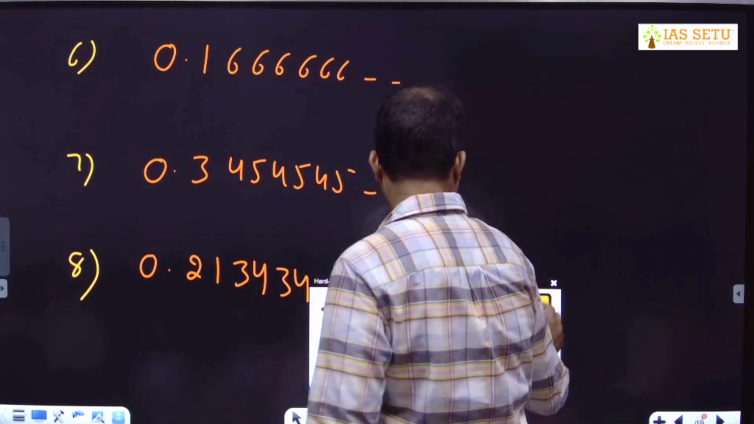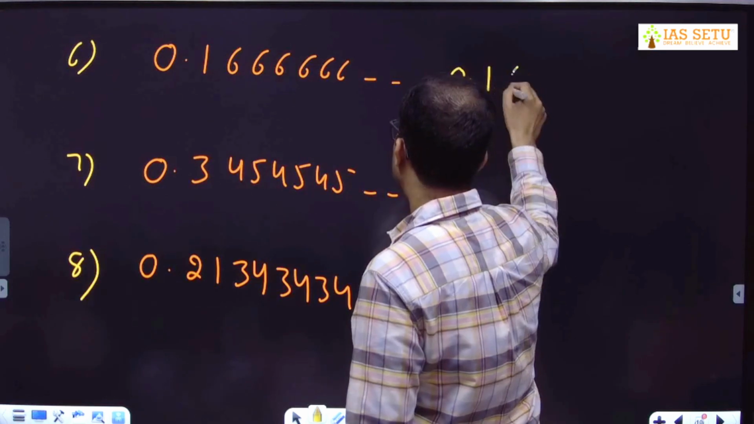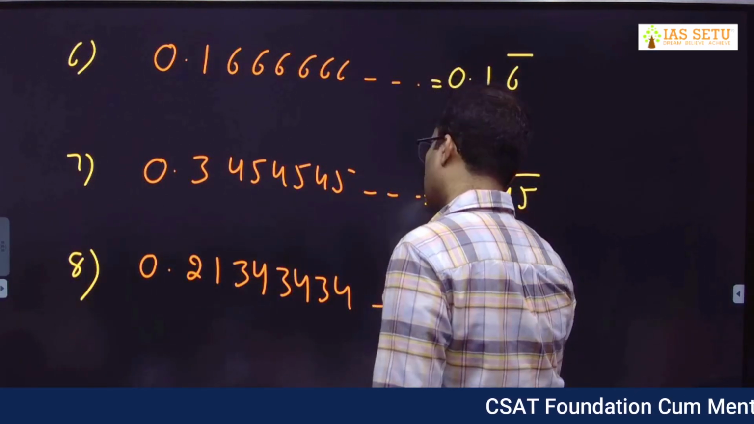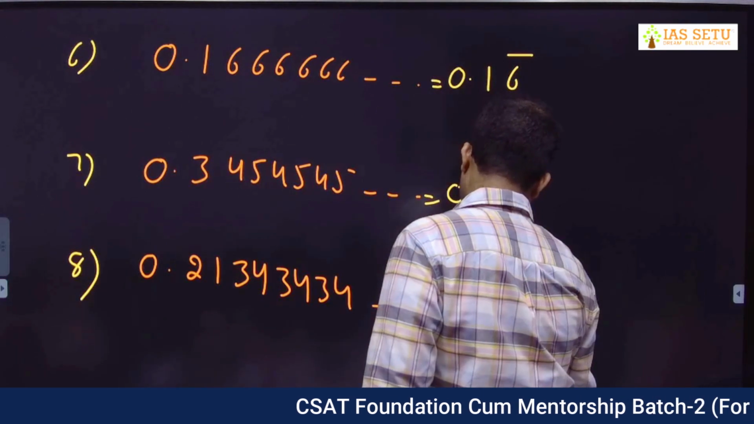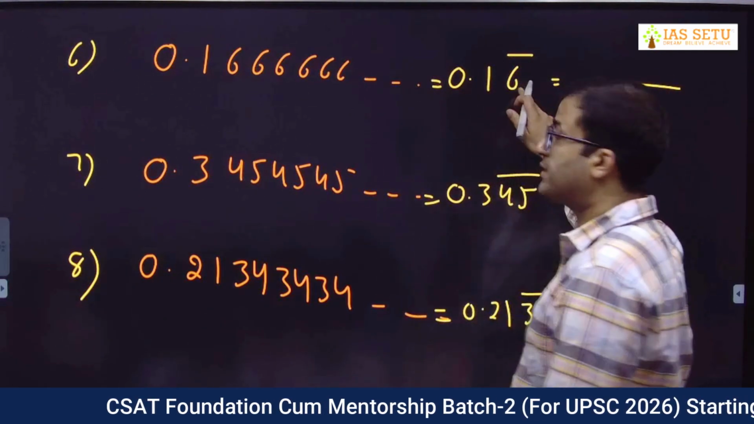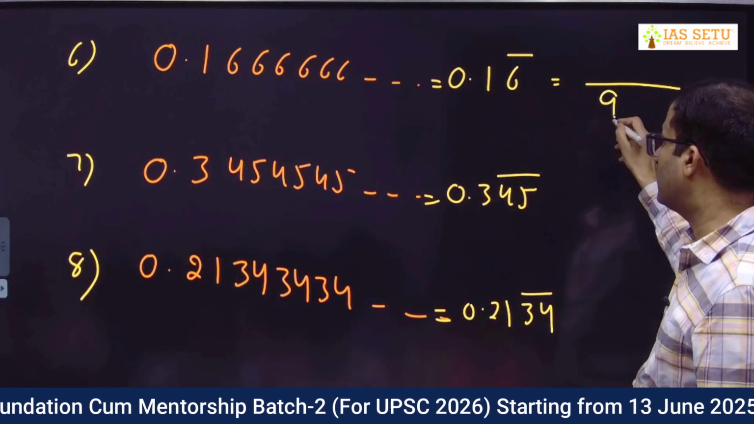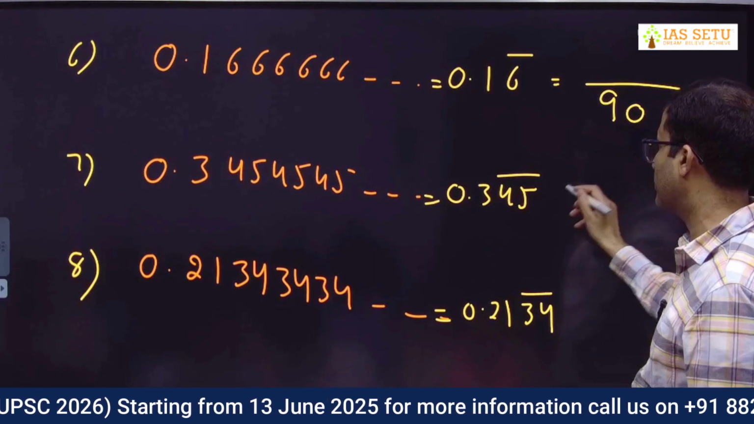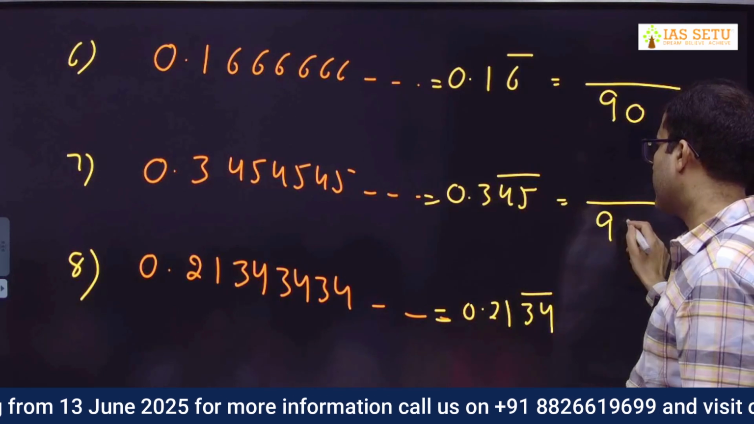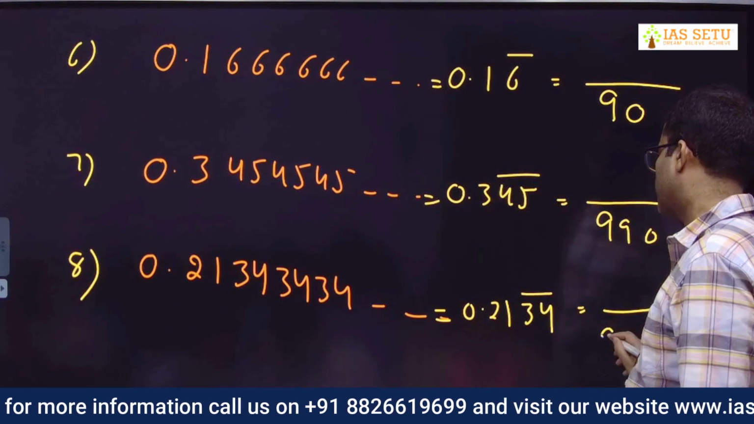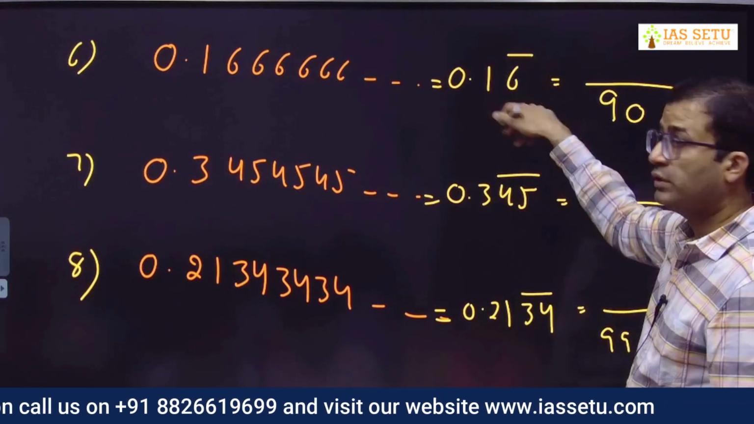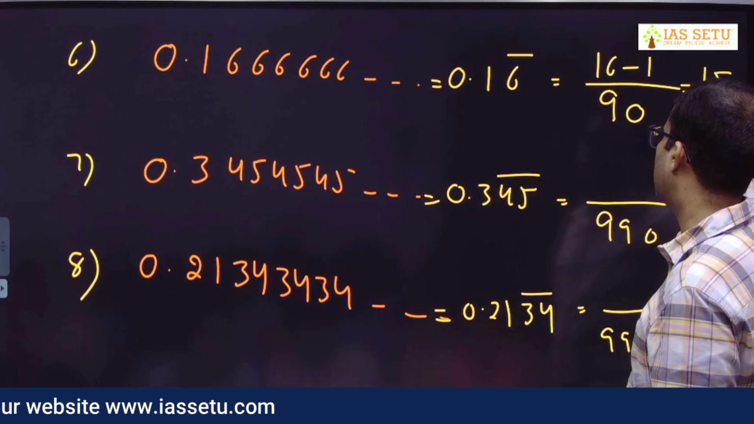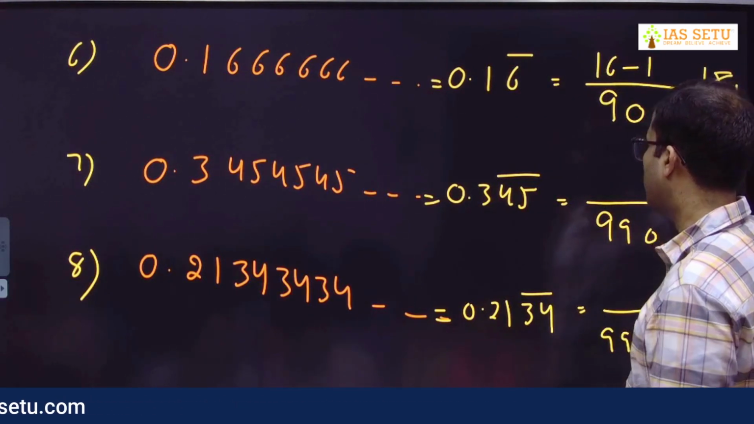Now here, this question is 0.1 bar on 6. This is 0.3 bar on 4, 5. This is 0.21 bar on 3, 4. As many 9s as many digits in the bar, 1, 9. As many 0s as many digits between decimal and recurring part, 1, 0. So there are 2 nines and 1 zero, this is 2910, this is 2920. Here 16 minus 1, 15 upon 90, simplify करेंगे 1/6.